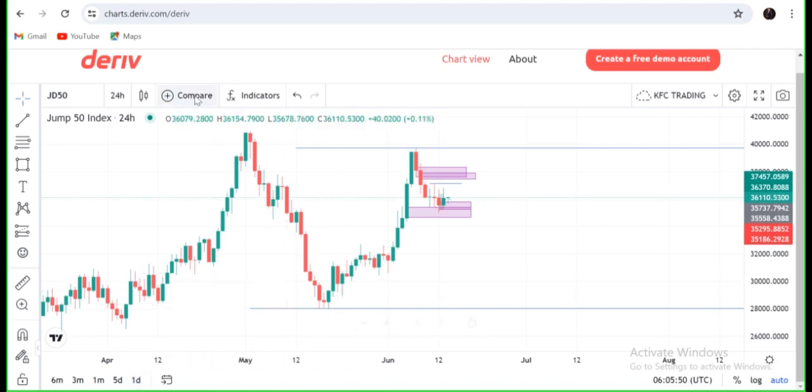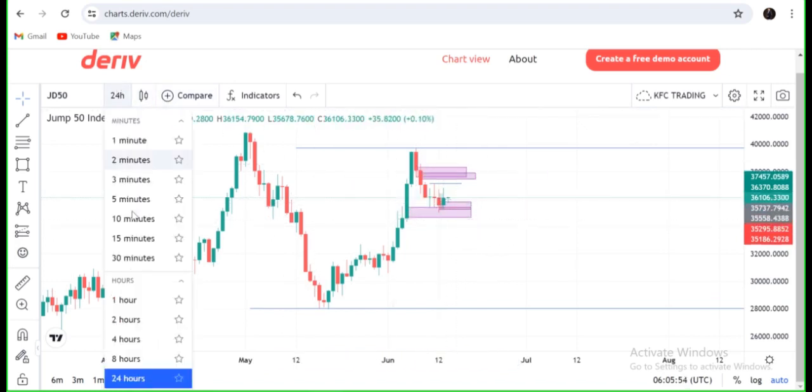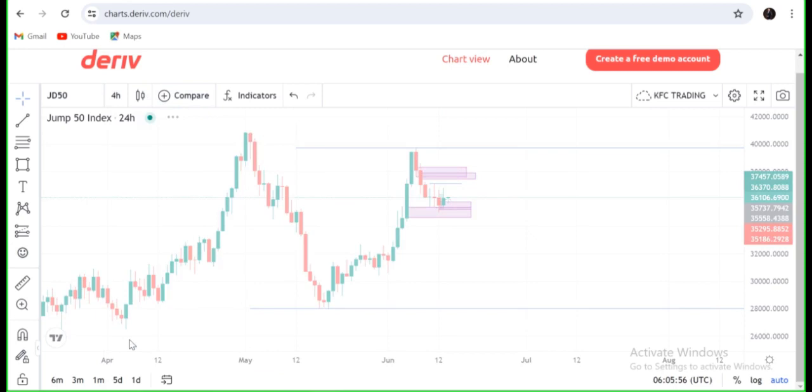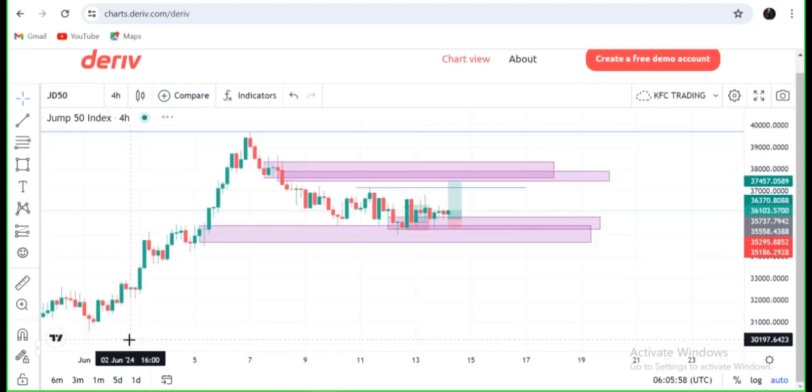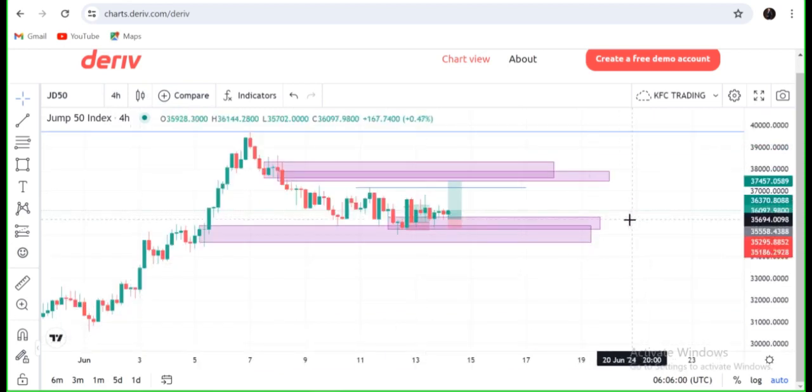Okay, now this is a 24 hours time frame. You can see the liquidity side. You go to the 4-hour time frame where it's more visible, and you can see that here is the liquidity side. So this is where the money is. So if you're going to make money, then you must come from the liquidity side.